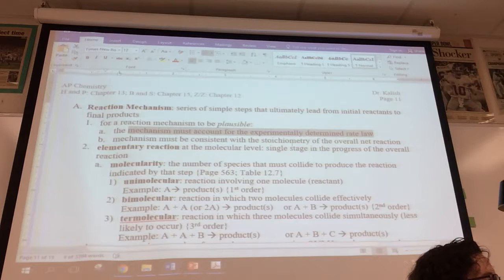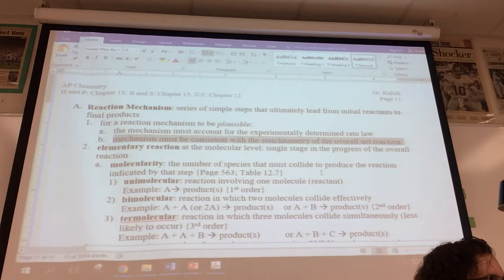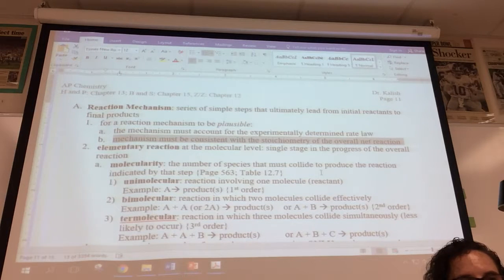The other thing we're looking at is whether the mechanism is consistent with the stoichiometry of the overall net reaction. What that means in English is you want to be able to add up all of the steps so that all of the steps summed together equal the net reaction. Some of you may remember Hess's law from last year. It's going to look similar where you add up all the equations and it has to equal the net one at the bottom. And I'll show you how to do that.